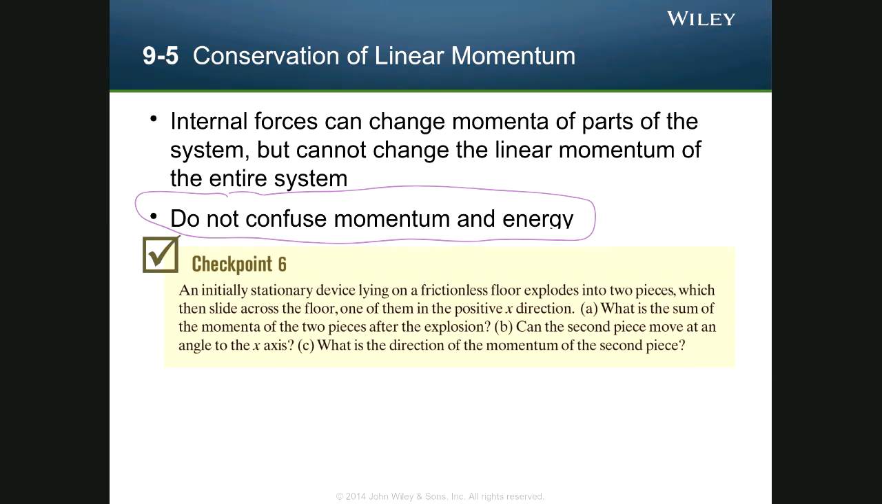An initially stationary device lying on a frictionless floor, notice we're still a little scared of friction, explodes into two pieces, which then slide across the floor. So that's just going like this. One of them goes in the positive x direction. A, what is the sum of the momenta of the two pieces after the explosion? B, can the second piece move at an angle to the x-axis? And C, what is the direction of the momentum of the second piece?